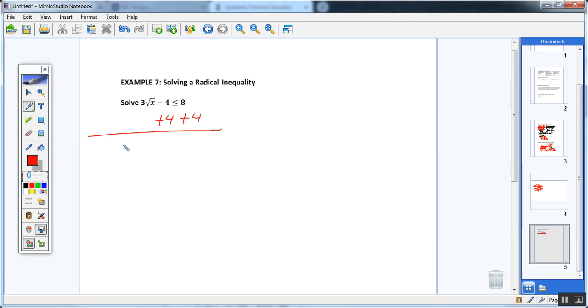Okay, so I've got 3 root x less than or equal to. Does adding change the direction of an inequality sign? No. So this will be 12. What do you think you're going to divide by next? 3. Divide by 3. So this is going to make square root of x less than or equal to what? 4. What are you going to do to both sides now? So x is going to be less than or equal to what?